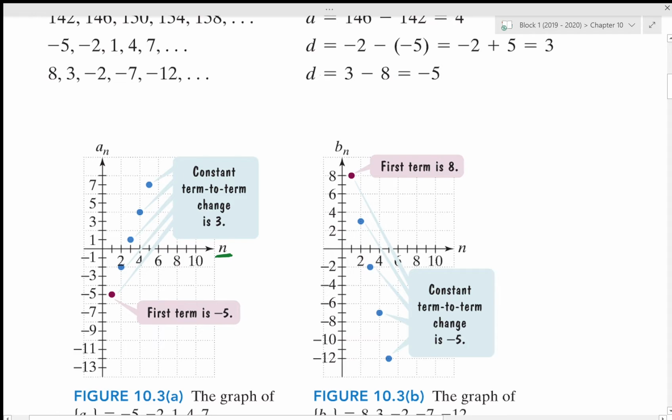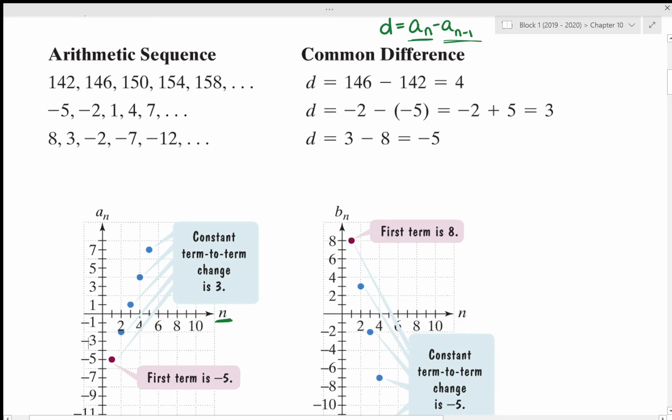If you graph your arithmetic sequences, you'll notice that since the pattern is to keep adding or subtracting the same thing, they are linear. They make a straight line. So think about that rate of change, your slope, as that common difference. That's the pattern.